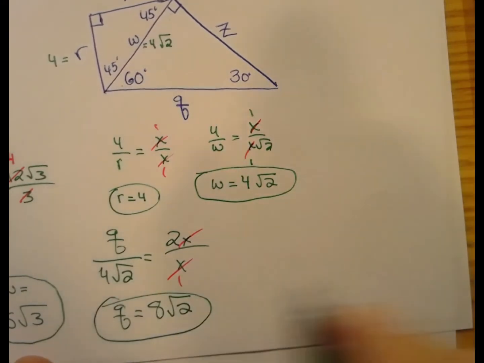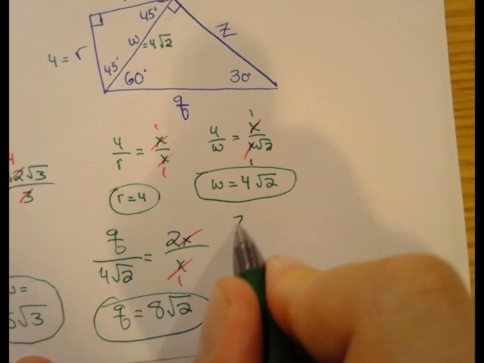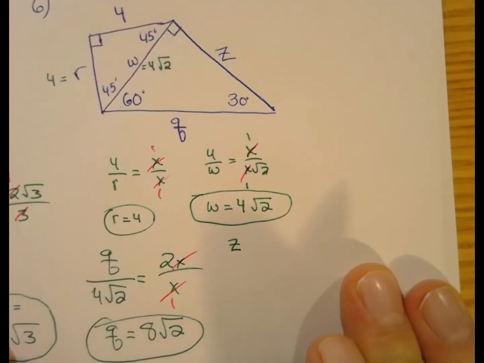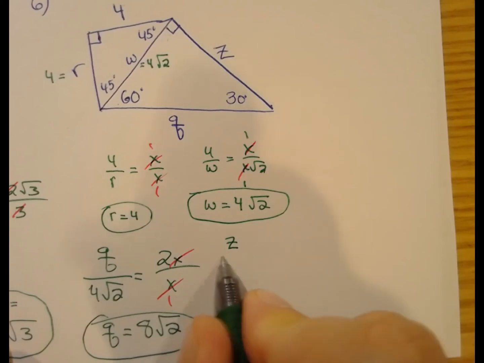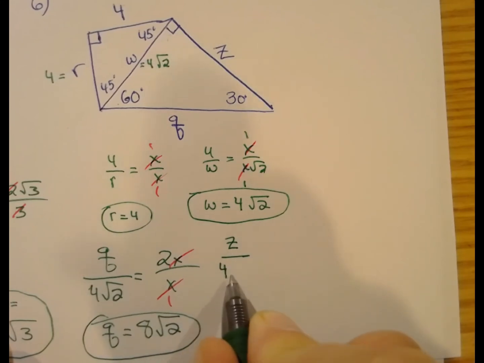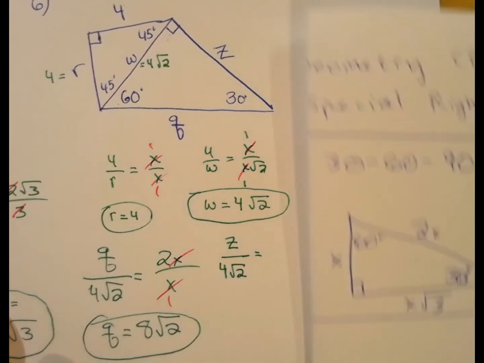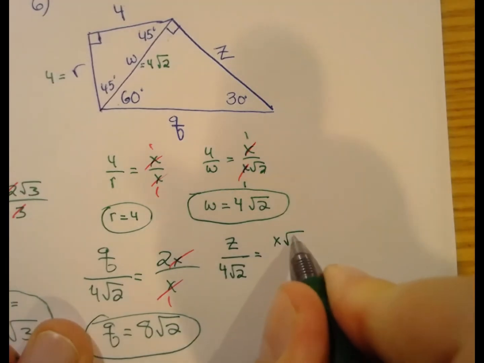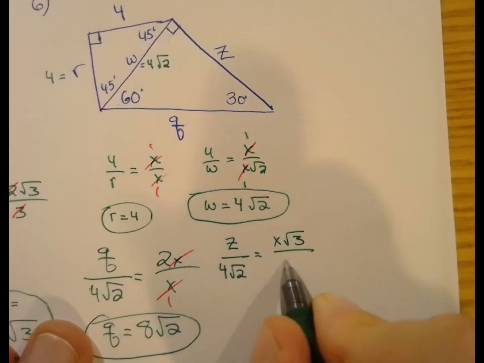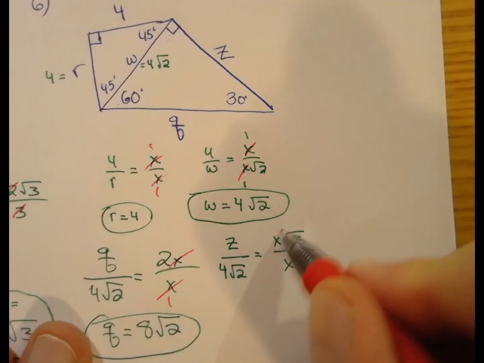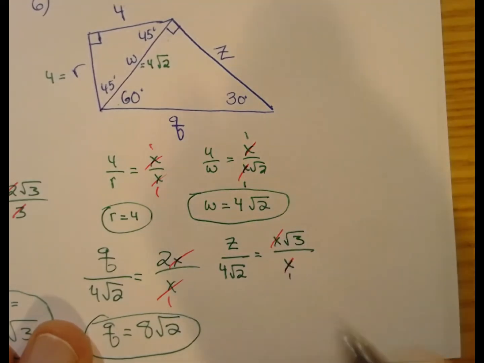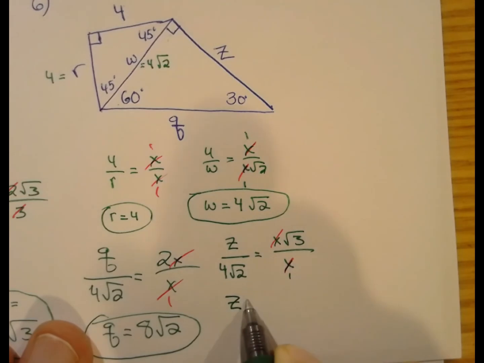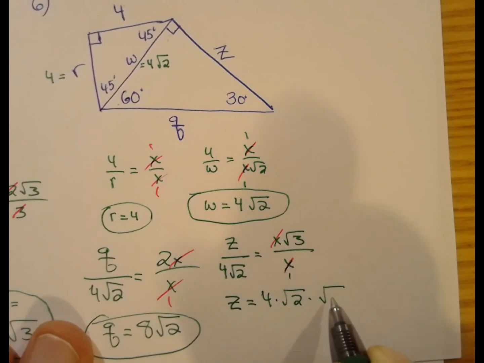And the last one for this lovely video, Z. Z is between 30 and 90. And the theorem between 30 and 90 is x root 3. And again, 4 root 2 is the short side, that's just plain old x. X's factor out. Z times 1 is z. And now 4 times root 2 times root 3.